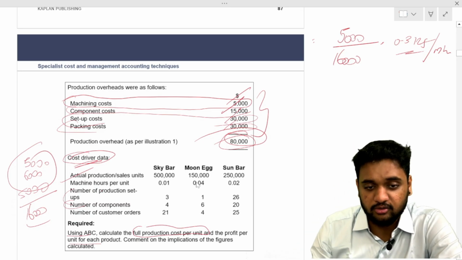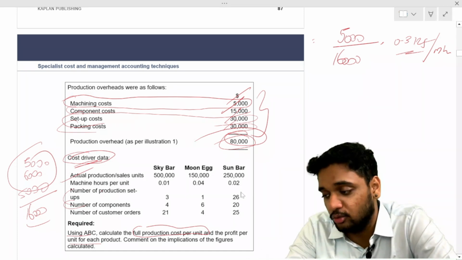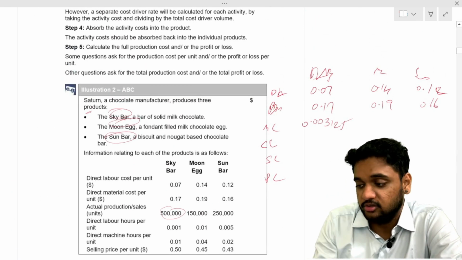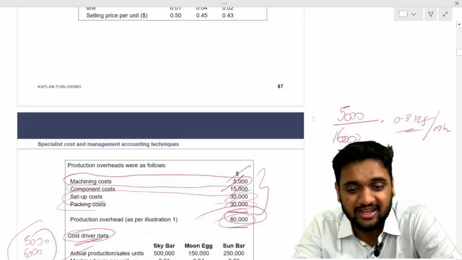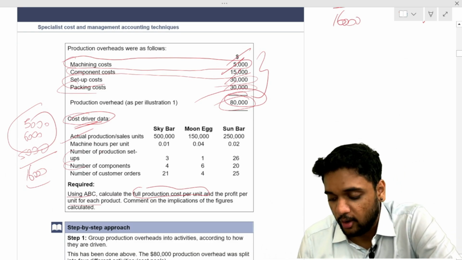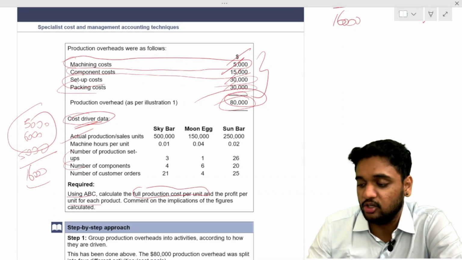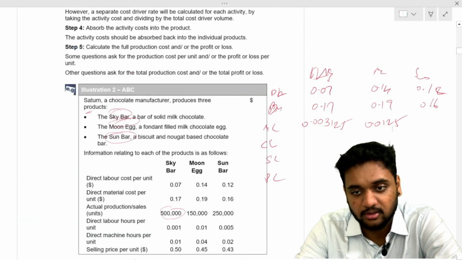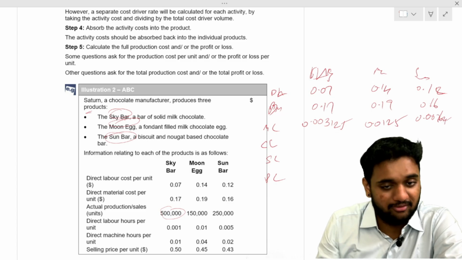0.04 into 0.3125. How much will you get? 0.0125. For sun bar, what will you do? Sun bar, you have 0.3125 into the number of machines, 0.02. You will get 0.00625. Understood, all of you?